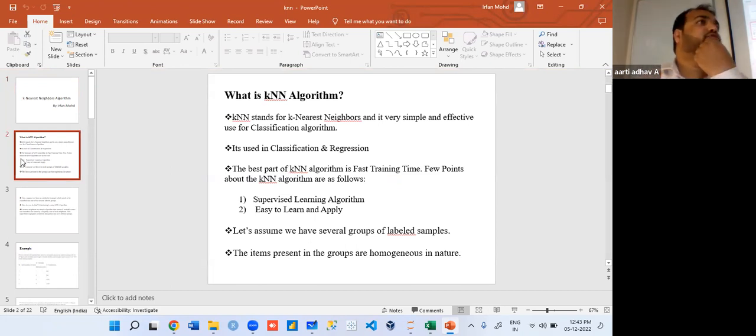Anyone can explain what is the meaning of supervised and what is the meaning of unsupervised? Okay. In supervised, we have both X and Y. In unsupervised, we have only X. Now we have done linear regression, logistic, decision tree, random forest, 4 topics. In all the 4 topics, is it supervised or unsupervised? Supervised. So we have both X and Y.